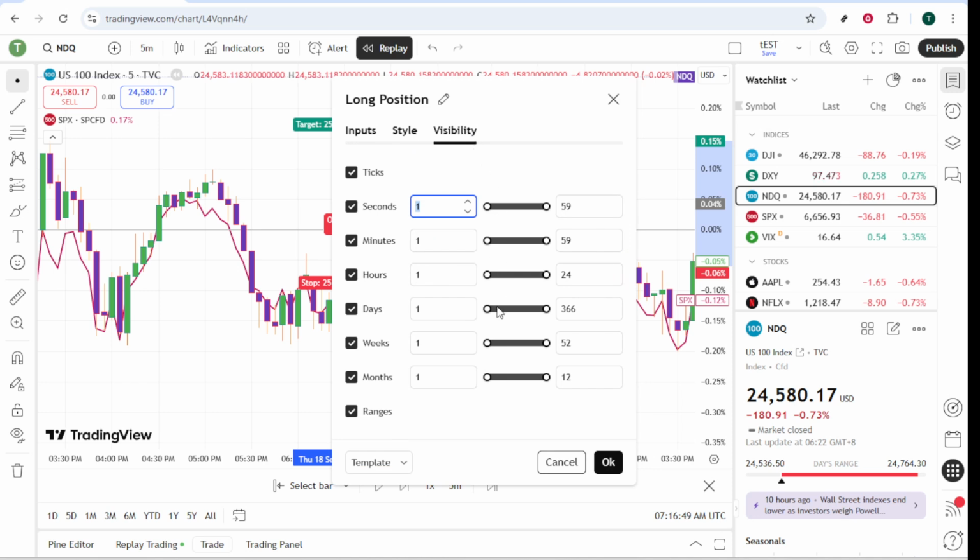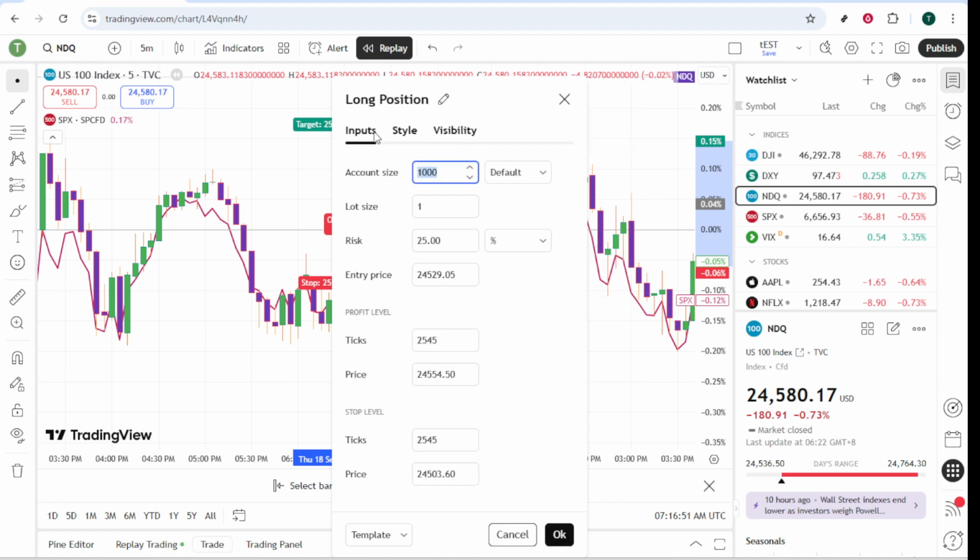Following the stop loss, you'll need to decide on the percentage of your account balance you're willing to risk on this trade. This is your percent risk. It's a measure of how much of your total account you're comfortable putting on the line for this particular trade, and it should align with your overall risk management strategy.